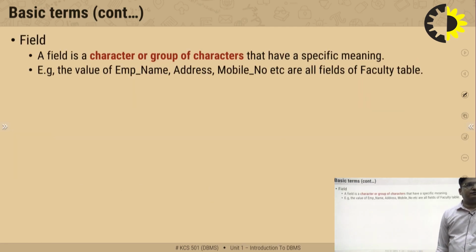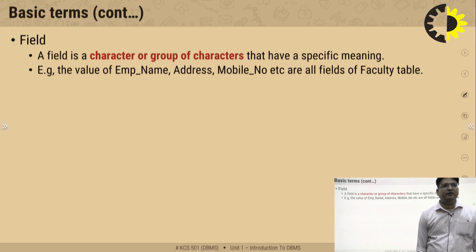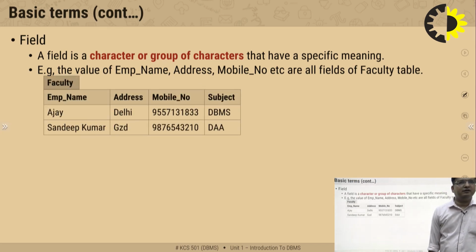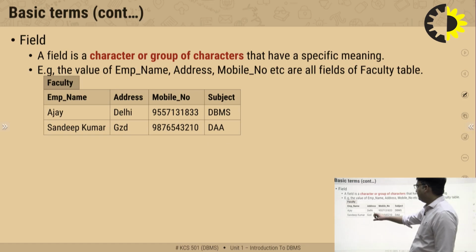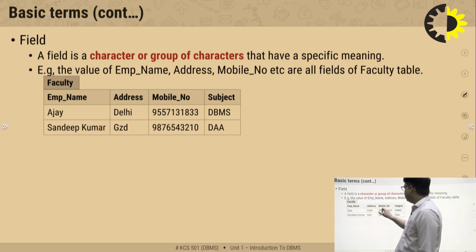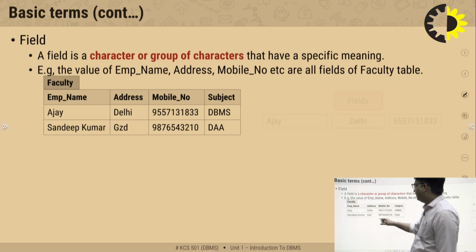Next term is field. A field is a character or a group of characters that has a specific meaning. For example, the values of employee name, address, mobile number, etc. are all the fields in a particular table. See, these are all the fields: employee name, the address, and the mobile number.